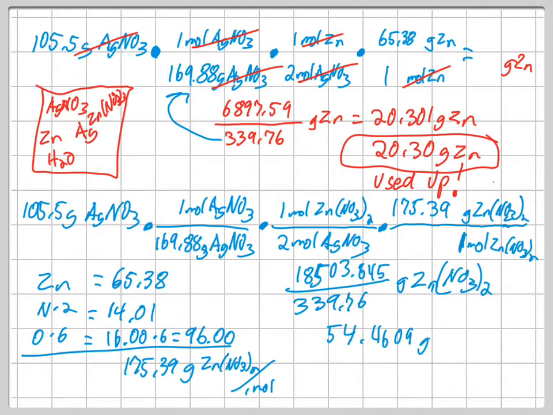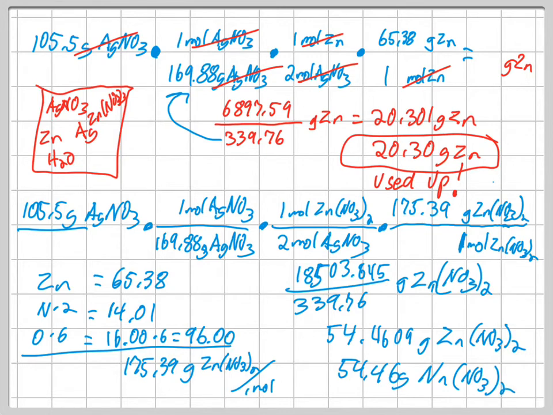54.4609 grams zinc nitrate. Four significant figures you'll see. So we only need 54.46 grams Zn(NO3)2. And that is how much is produced.